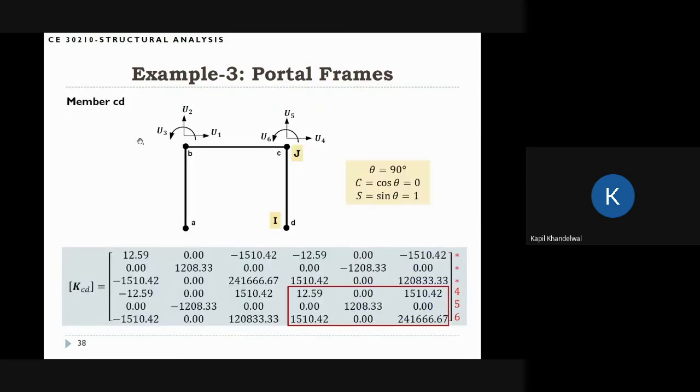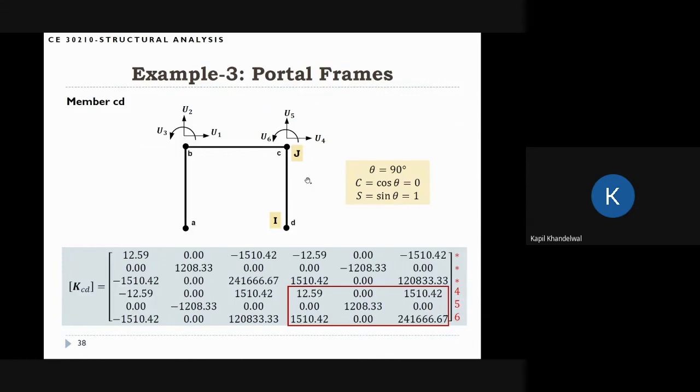And then we have to do member CD. For member CD, I'm using I node as D and J node as C. So angle theta is 90 degrees, and C is 0, S is 1. Actually, this is the same. The stiffness matrix for member DC is exactly the same as for member AB. These numbers are not changing. These are exactly the same numbers we calculated for AB, so I'm not redoing the calculation. I only have to put the correct labels in this case.